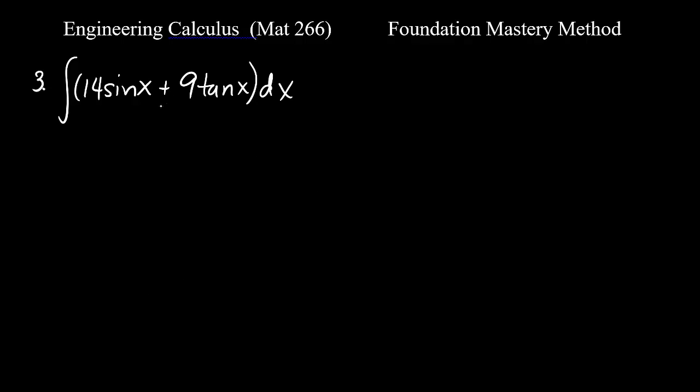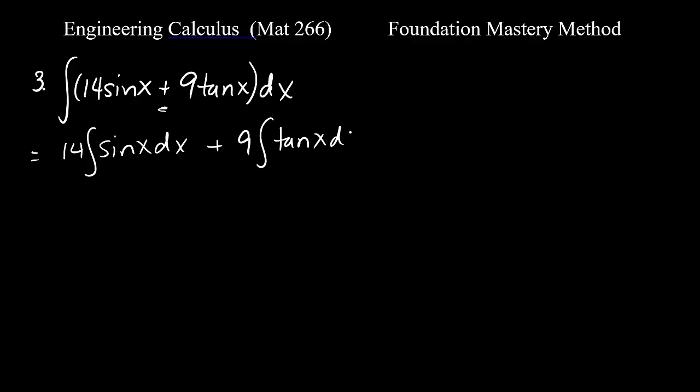Our next example involves the integral of two trigonometric functions. So first, since these are combined by addition, let's go ahead and write this as two separate integrals. Let's consider the first integral, which will be 14 times the integral of sine of x dx, and the second integral will be 9 times the integral of tangent of x dx. So now for this first integral here, we know an antiderivative of sine of x, namely negative cosine of x. So this will be negative 14 cosine of x plus the constant of integration.